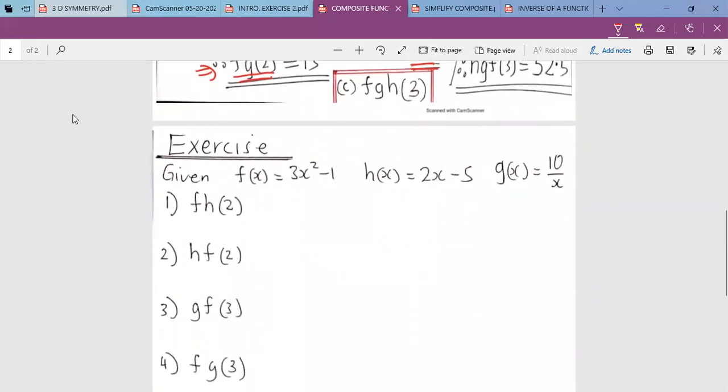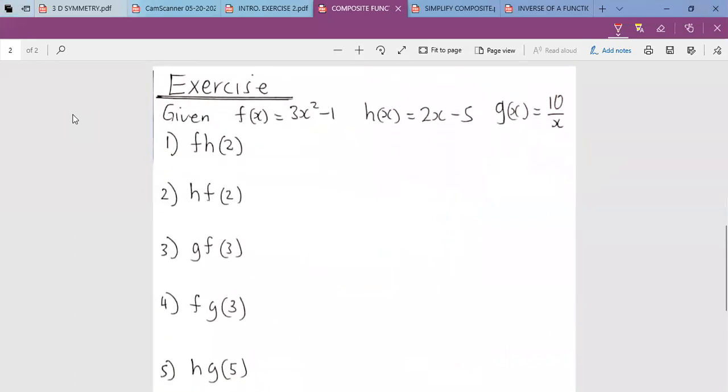So let's see the exercise, how we were supposed to do it. I will do number one and number two. I will leave you to do the rest of the questions at your own time. So question one, I'm doing it for you. First, I need to solve h. So h of 2, the function is this one here. So that means in brackets I write 2, minus 5. Hence, I get 4 minus 5 gives me minus 1. So this is the answer for the first one.